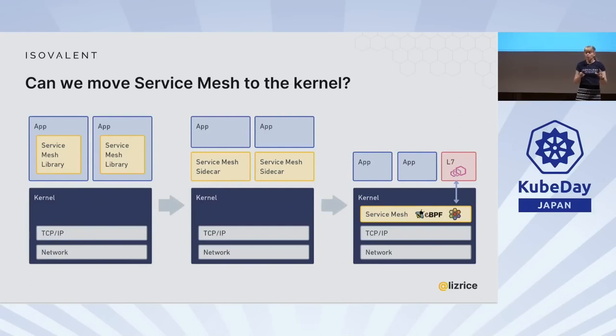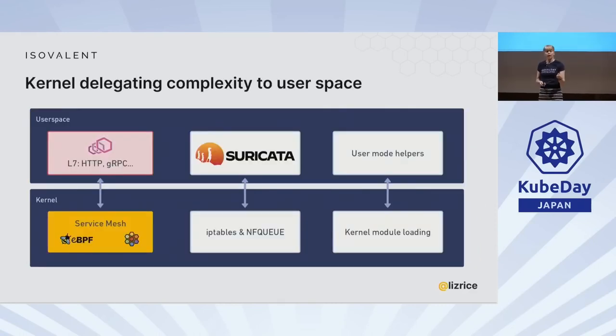And with Cilium, we've moved a significant part of that service mesh functionality into the kernel itself. And we delegate responsibility to the Envoy proxy in user space to handle layer 7 complex processing. This idea of running processing inside the kernel and delegating complex parts to user space has been done before. We're doing it in networking, in service mesh.